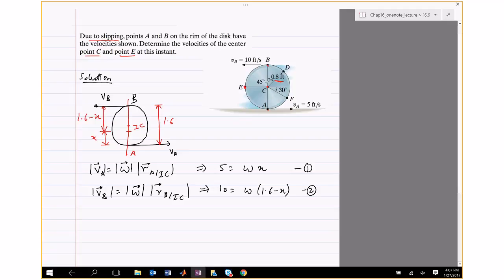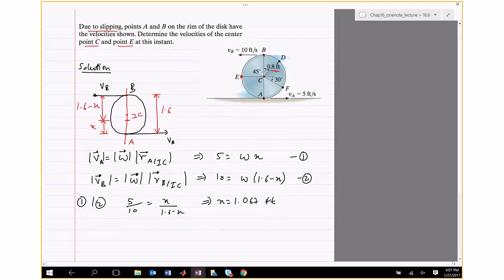So let's take the ratio of 1 to 2. That's going to be 5 divided by 10 is equal to x divided by 1.6 minus x. And if you solve this for x, you see that x is 1.607 feet.